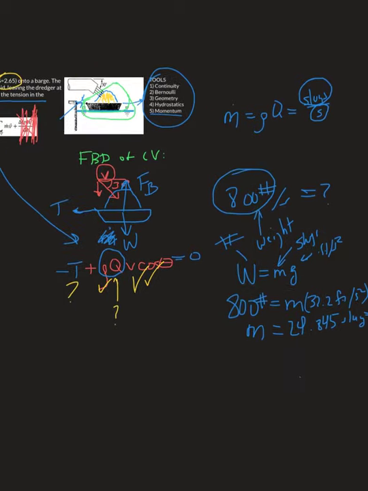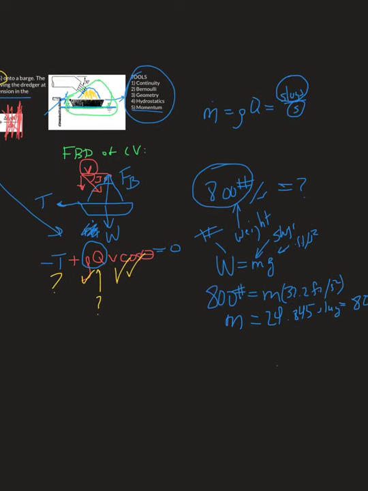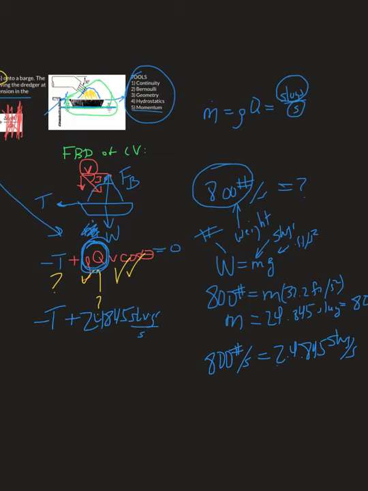So instead of thinking about this as 800 pounds per second, I could think of this as 24.845 slugs per second, which is much easier because I can plug that directly into this equation right here. I could say negative T plus 24.845 slugs per second. I'm going to erase some of this because it's in the way.